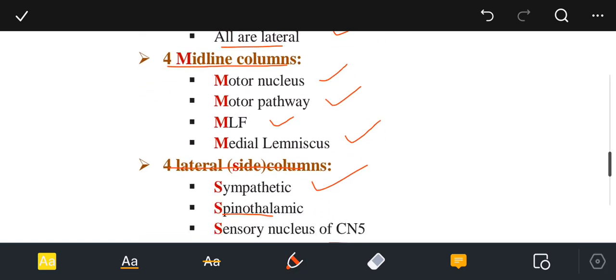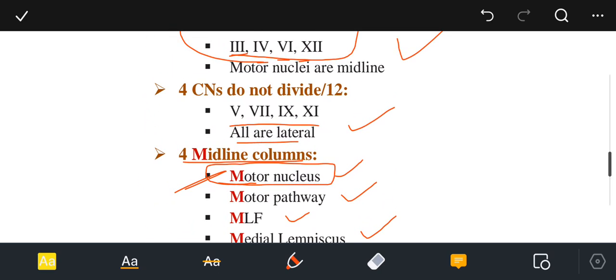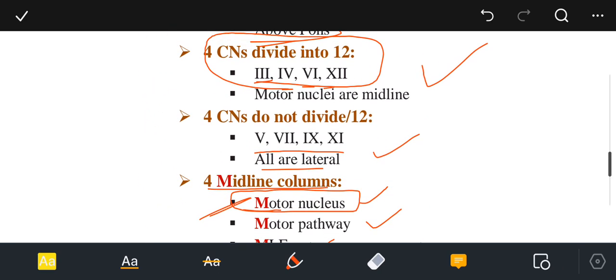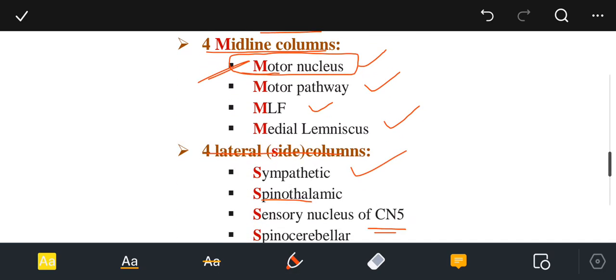For the columns, four of them are midline, and those include the motor nuclei. It is actually the motor nucleus of the trigeminal nerve that is located medially, not all the motor nuclei. For other motor nuclei we have already talked. But that is not midline because cranial nerve 5 is over here. So maybe it is the dorsal motor nucleus of the vagus. Yes, the motor nucleus of the vagus is located medially.